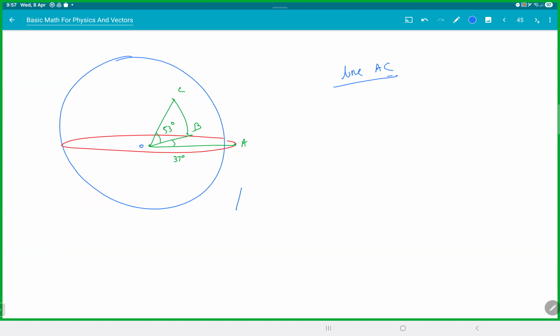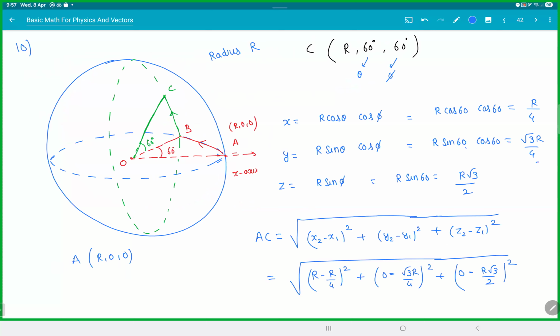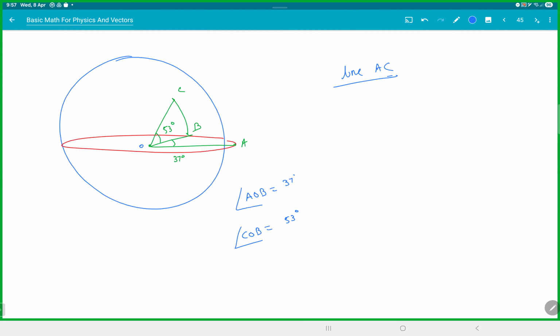So angle AOB is 37. Angle COB is 53. Find the length of the line A to C, the displacement basically. Let's get this fast. I'll give you a minute. There's nothing there, just formula substitution. Again, in case you forgot the formula, these are the coordinates. You can note it down in case you don't remember that. X is r cos theta cos phi, y is r sin theta cos phi, z is r sin phi. Yeah, let's finish it off fast.